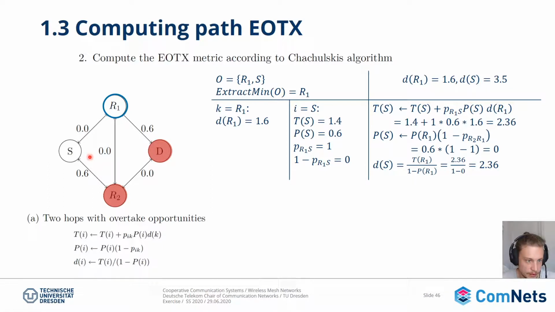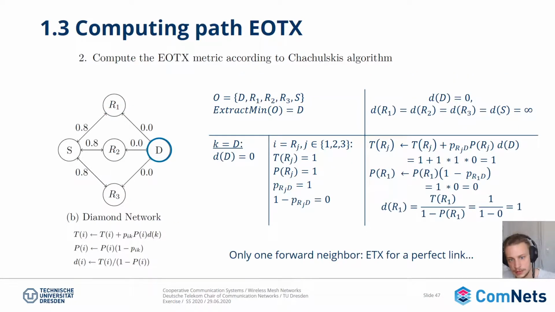So by using these overtake opportunities here, which we have, so not always using S as a relay, but sometimes skipping over through R2, and when R1 is sending, sometimes skipping R2 as relay and directly using the received messages at D, we can save some transmissions. I'll come to this in the third subtask with more detail.